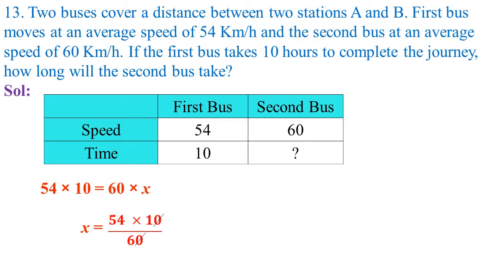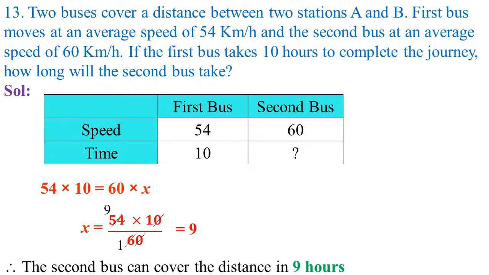Here 0 and 0 get cancelled out. Here the common factor is 6. So we can divide by 6. 1 6 is 6, 9 6s are 54. So the x value is 9. Therefore, the second bus can cover the distance in 9 hours.